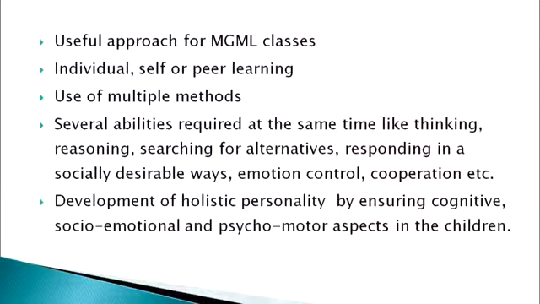Then the child develops a holistic personality, because this method ensures cognitive, socio-emotional, as discussed in the earlier point, and psychomotor aspects in the children. All 3 developments are taking place, and it helps develop the holistic personality of a child. Now lastly, we conclude that activity is a goal-oriented task, where we decide this is what you learn, and we decide this is how you learn, and once you complete that activity, once you do it, then you have achieved your goal and you have learned.